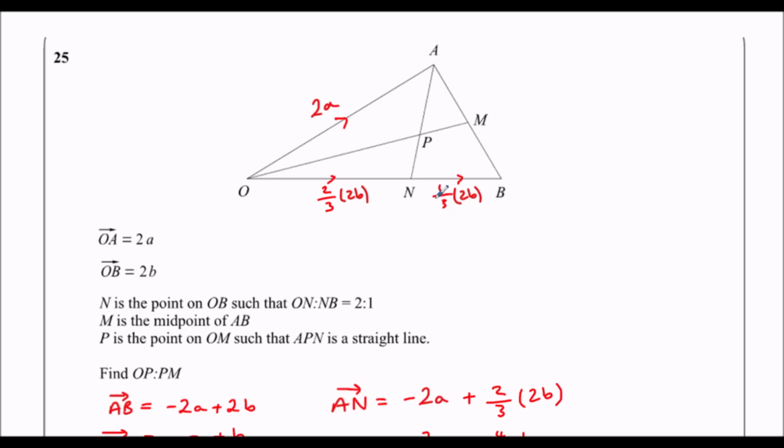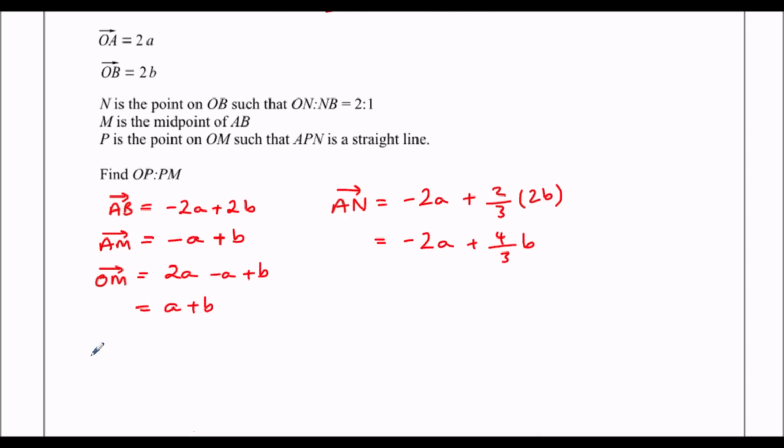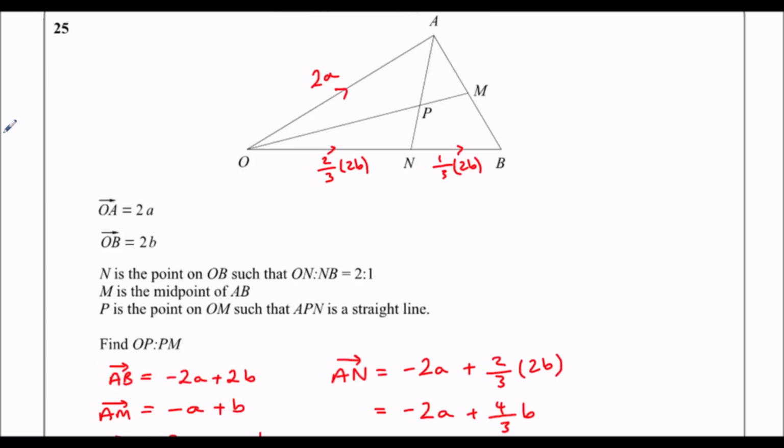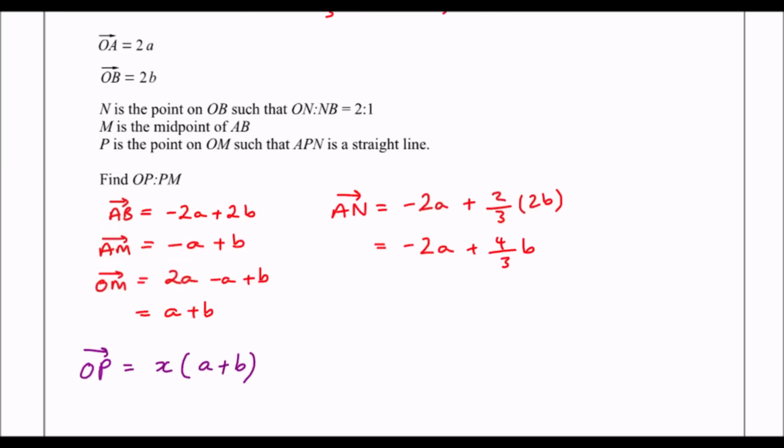So now I can say how to get from O to P. I'm not going to be able to say exactly how far it is. So I'm going to call the fraction of OM I've got to travel X. So some fraction of OM, I'll call it X. So OP is a fraction of OM. I don't know what fraction, so it's X of A plus B.